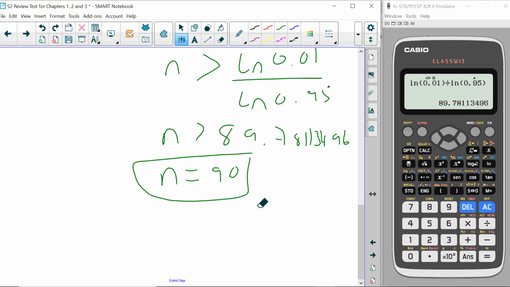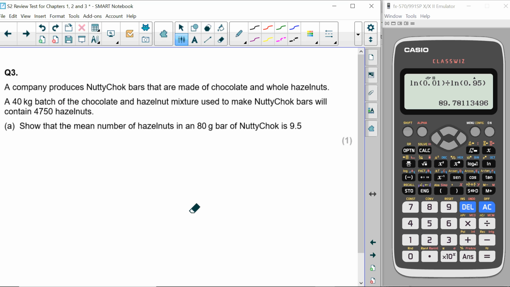Okay, tricky question. Question 3. A company produces nutty choc bars that are made of chocolate and whole hazelnuts. A 40-kilogram batch of the chocolate and hazelnut mixture used to make nutty choc bars will contain 4,750 hazelnuts. Show that the mean number of hazelnuts in an 80-gram bar of nutty choc is 9.5.